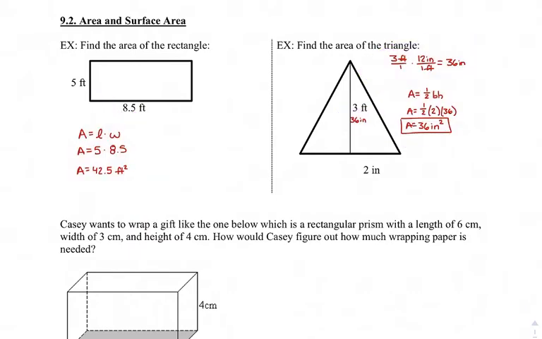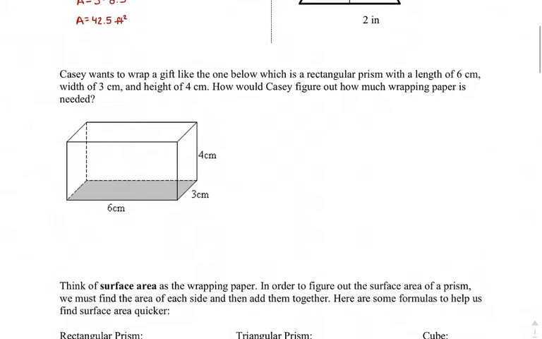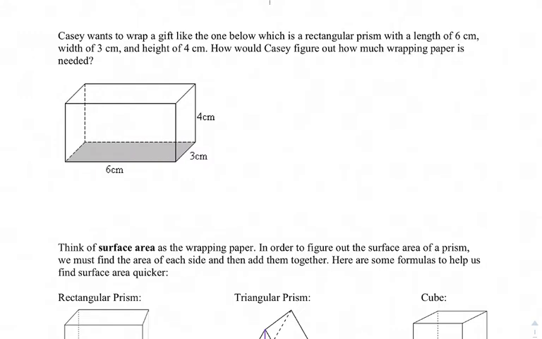So now you can check your answer, see if you got it right or what you did wrong. So Casey wants to wrap a gift like the one below, which is a rectangular prism with a length of 6 centimeters, width of 3 centimeters, and a height of 4 centimeters. How would Casey go about wrapping this, or how much would she need?